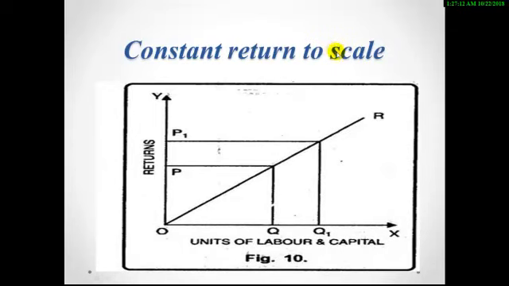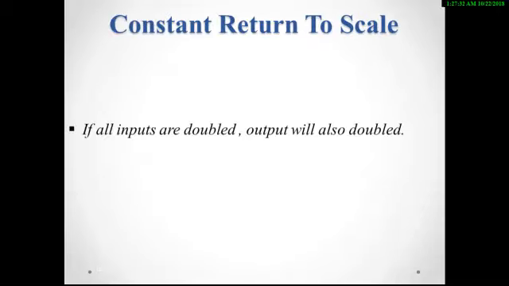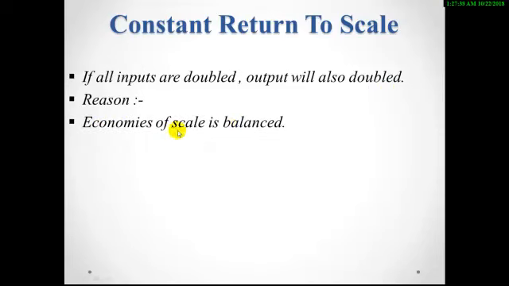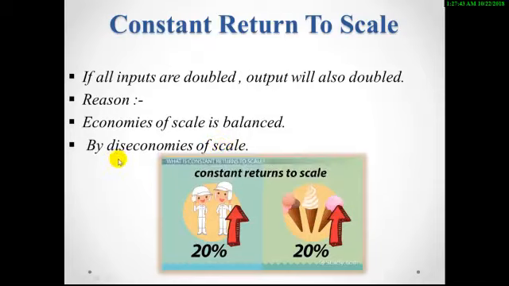Now, constant return to scale. Here OY represents the return and OX represents the units of labor and capital. Output increases exactly in the same proportion in which factors of production are increased. Constant return to scale. If all inputs are doubled, output will also double. Reason: economies of scale are balanced by diseconomies of scale.